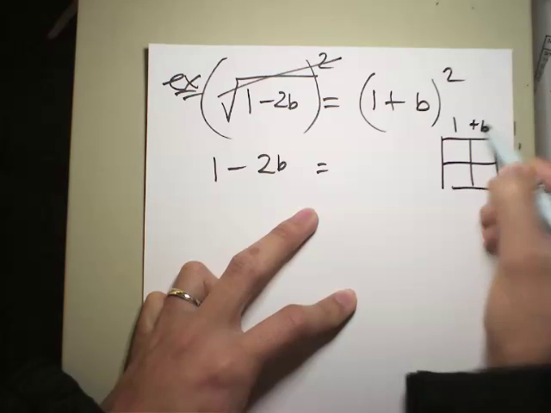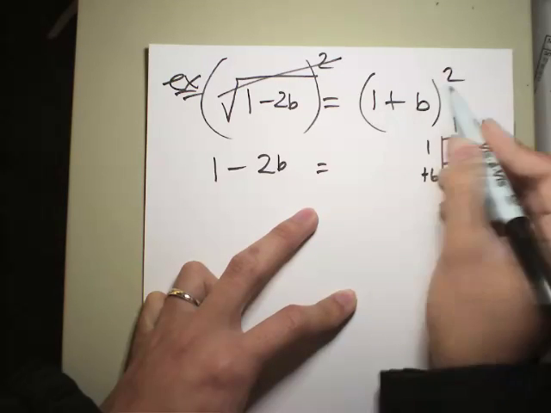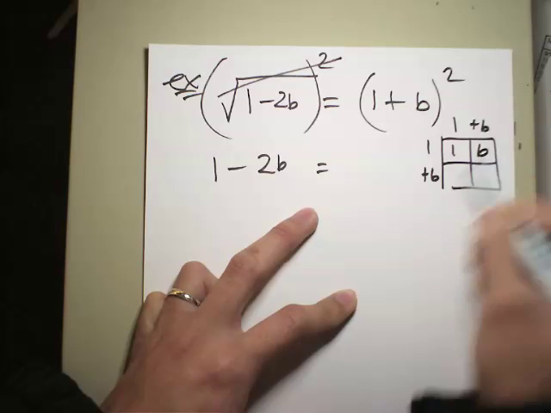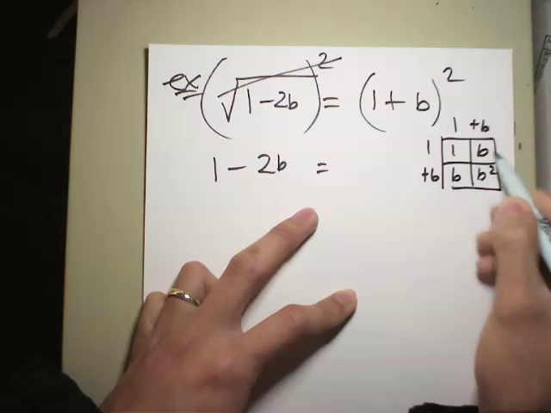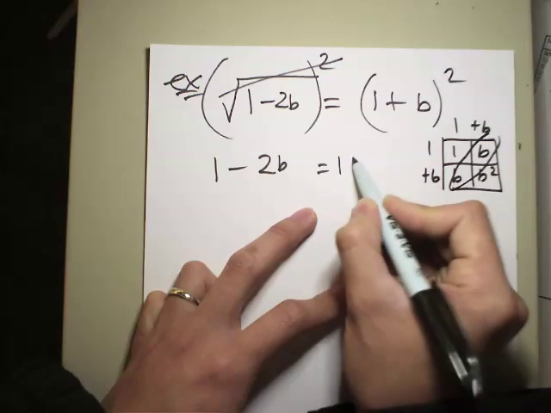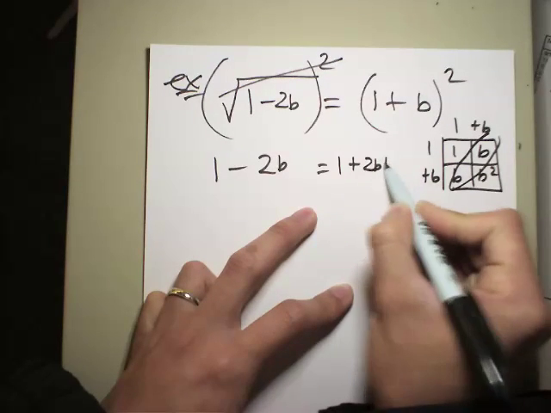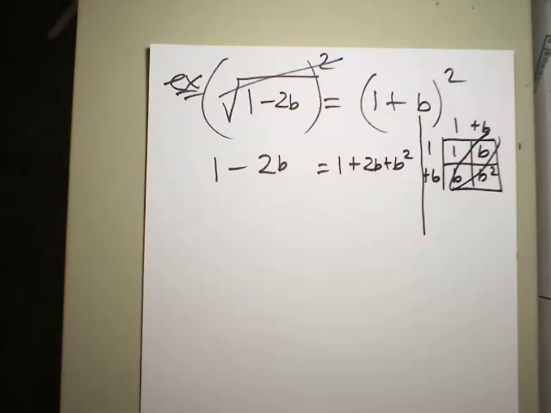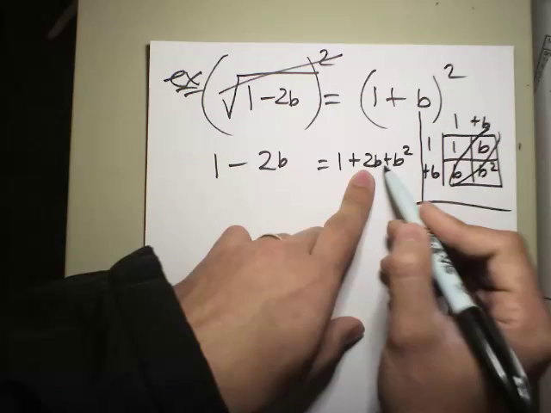1 plus b, 1 plus b, right? This is squared, so you have to write it twice and just multiply it out. Here's 1, here's b, here's b squared. Combine like terms. What you have now is 1 plus 2b plus b squared. So I'm just going to kind of distance it from the rest. This is just my side work to get this result.